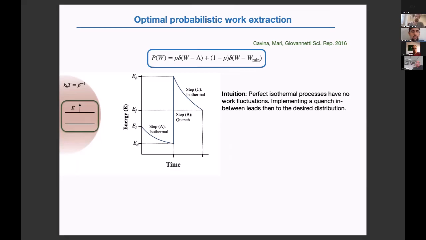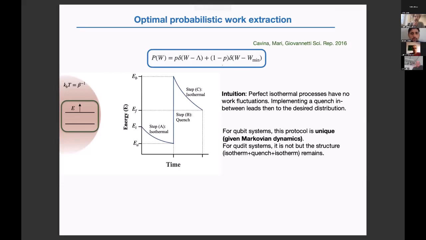So in a perfect isotherm, you have deterministic work extraction. Now, if you combine this with a quench, this will lead to this form of the distribution, and you end up with what you wanted. And of course, by choosing properly this E_A and E_B, you can make it so that the two peaks of this distribution are where you want.